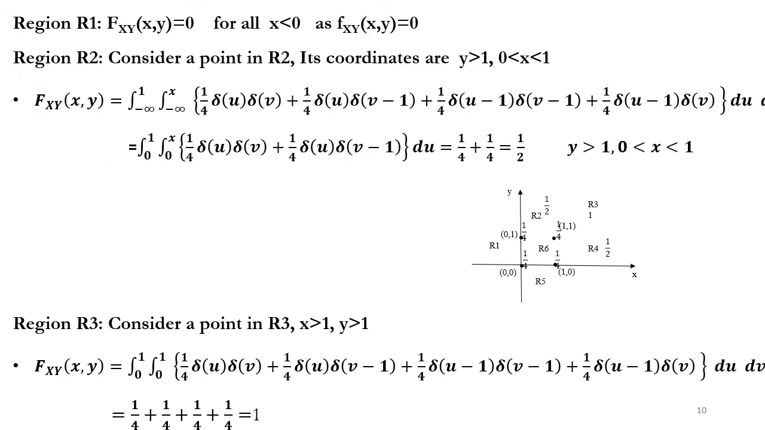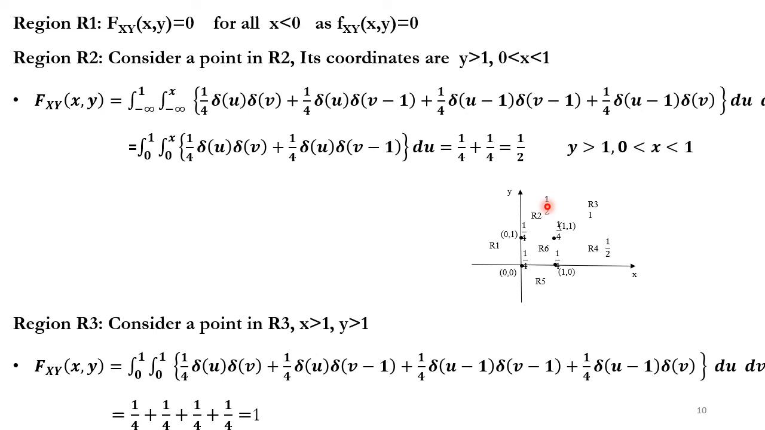Let us consider now the 6 regions and try to evaluate the CDF in these 6 regions, R1 to R6. By integrating the PDF, we always get the CDF. For example, let us start with the region R1. Region R1 does not include any bivariate probability mass because the x value is less than 0 and the y value varies from minus infinity to plus infinity. Since there is no mass, the CDF is equal to 0.